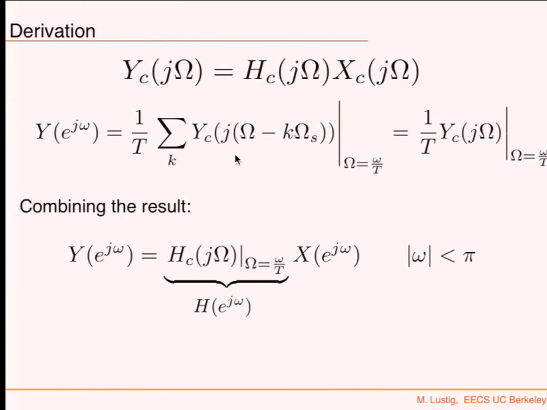If I put it all together, I get Y(e^{jω}) equals H_c(jΩ), where capital omega is ω over T, multiplied by this, and that's only for ω less than pi, because it's not defined outside of pi. It basically is repetitive. And I'm going to call this H(e^{jω}). Okay? So now I have a way to translate between H_c(jΩ) to the discrete time system that represents the exact same thing.